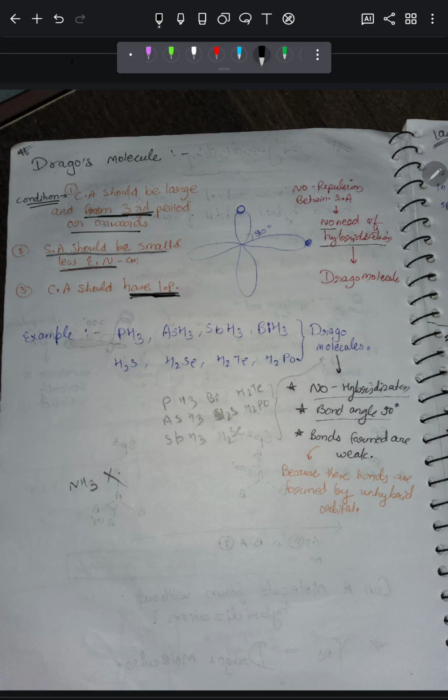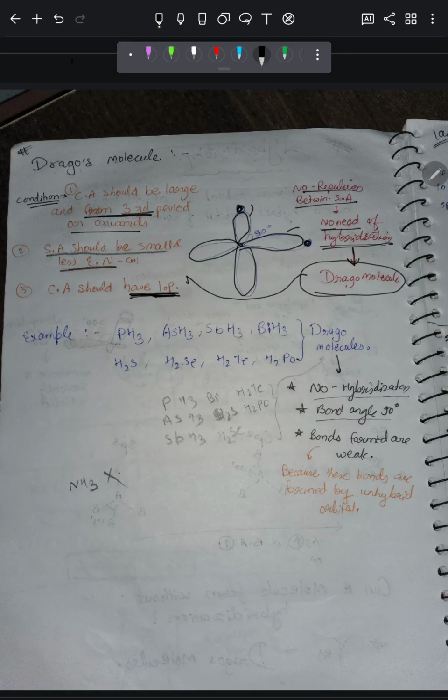This is the normal structure, and the side atoms are small in size, so they do not repel each other. There is no repulsion between the side atoms because of the small size, so there is no need of hybridization. And these molecules are called Drago molecules. So these are the conditions of Drago molecules.